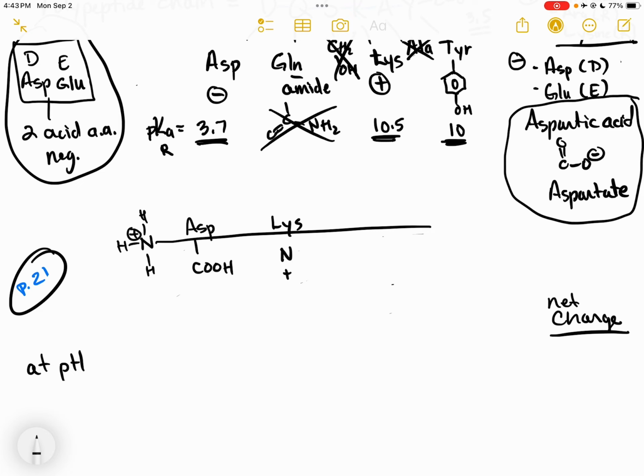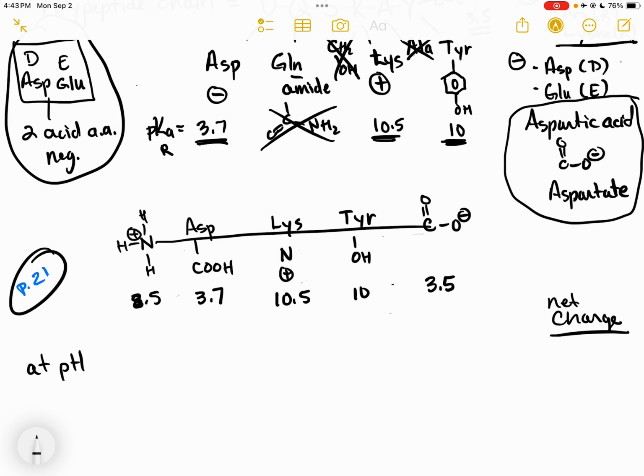Lysine will have the N, either positive or neutral. And then we've got tyrosine with an OH. And at the C terminal, the pKa, okay, what are the pKa's again? Let's write them down again. 3.5, 3.7, lysine is 10.5, tyrosine is 10, and the C terminal is 3.5. Whoops, what did I get wrong?